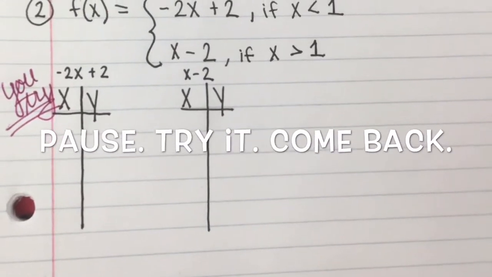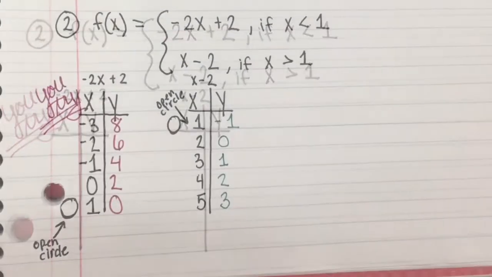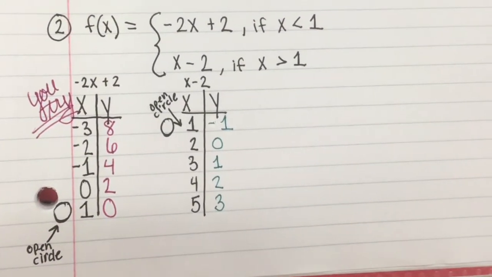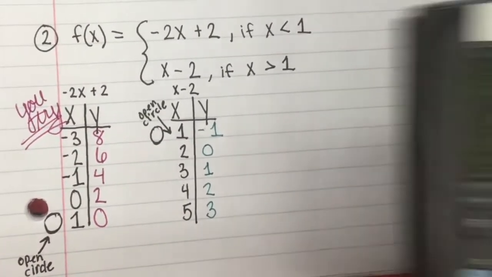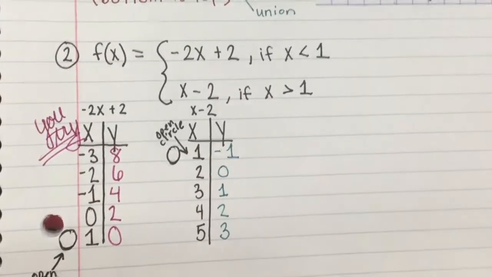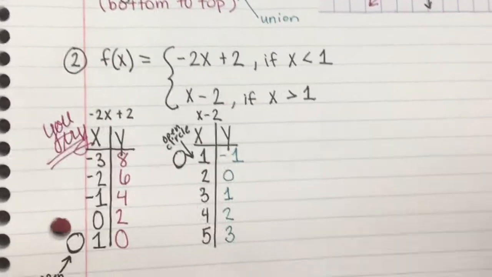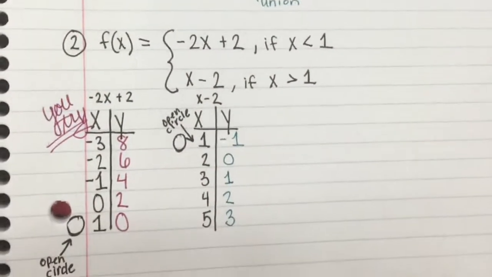Pause the video here, try to do the t-table, and come back when you're done. Both of these were lines, and you could definitely just plug in each individual x value, but notice that you can also put this in on your graphing calculator and copy the t-table as well, just like we did for the absolute value functions. Check your t-table.